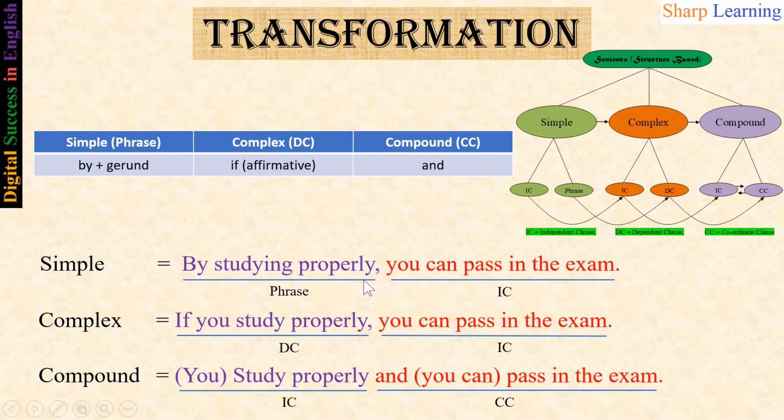Notice the most important changes. In simple sentence, in making phrase we have used by plus gerund. Gerund means verb plus ing. So by plus gerund we have used in making phrases in simple sentence. But in complex sentence we have used if, this conjunction. But using if you have to make affirmative clause. Okay? In compound sentence we have used and. Yes, these are the basic changes.